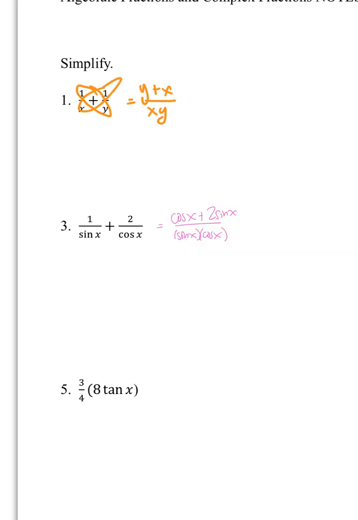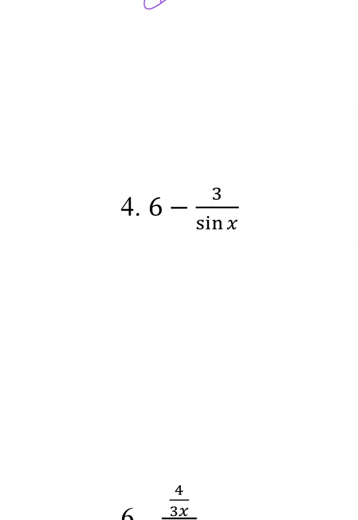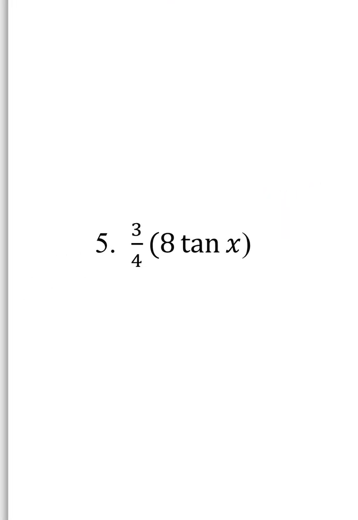Okay, so I'm actually encouraging you to try to do these without showing as much work as you always have in the past. So this denominator is going to be sine x. When I do the first diagonal, I get 6 sine x. Here's my subtraction sign. And when I multiply the other way, I get minus 3. Okay, number 5 over here.